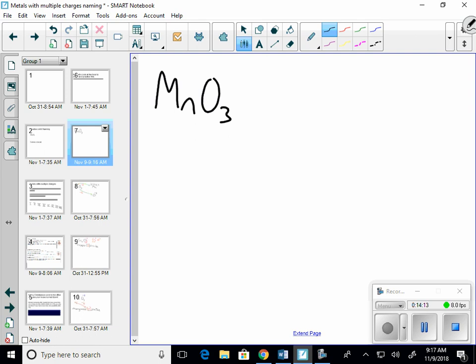In any type of naming problem, we either give you the formula and you give us the name, which is what this one is, or we give you the name and you give us the formula. If we look at MnO3, here's how I would approach this type of problem. Mn is the metal. That metal's name is manganese, so I'd write that down. Then I'd write down the nonmetal's name, oxygen.